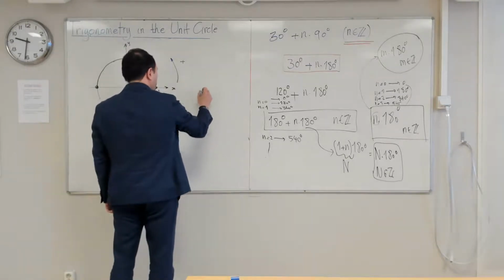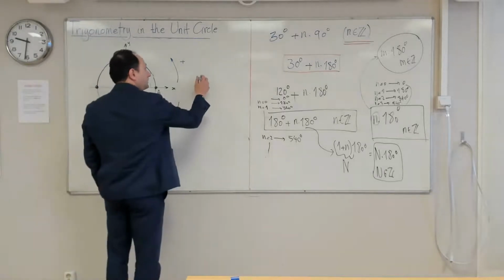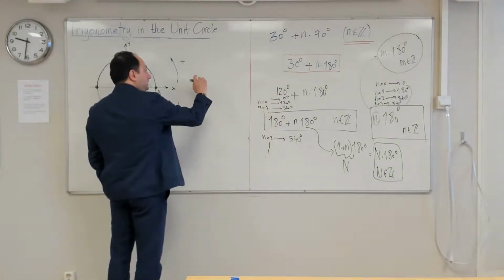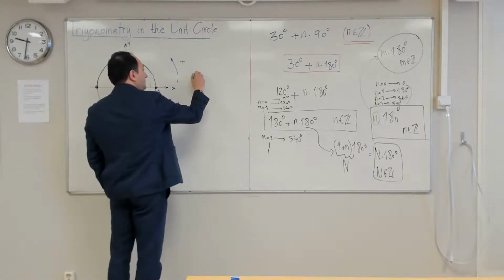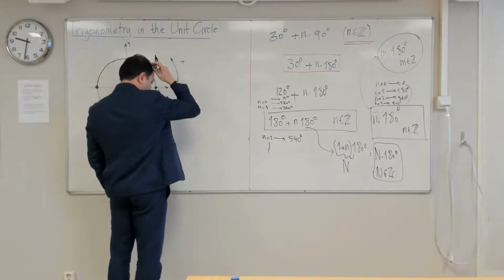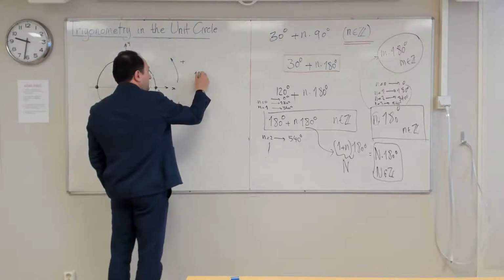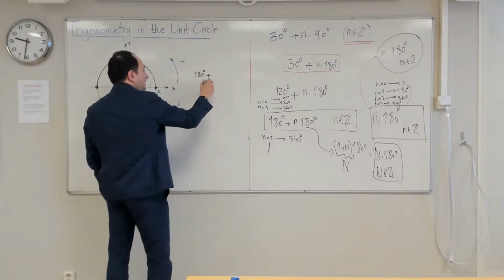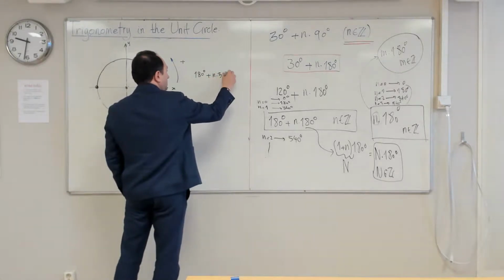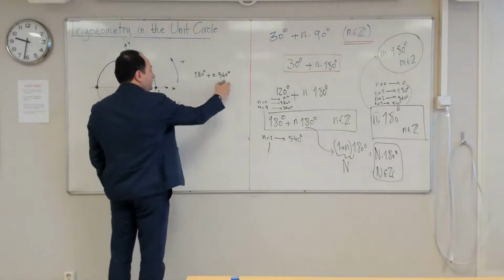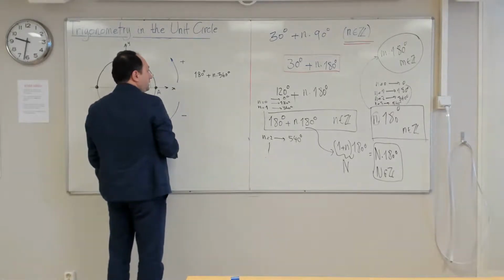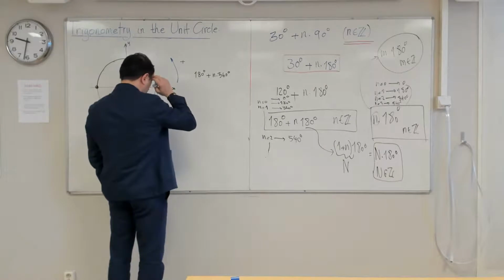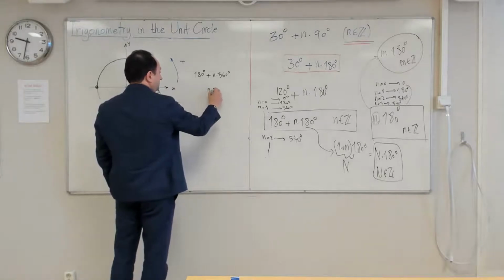So, for example, you get two answers. What should I write? Let me think a little bit. You get 180 degrees plus n times 360 degrees. And you see that, for example, you get these answers, and then you get these answers as well.